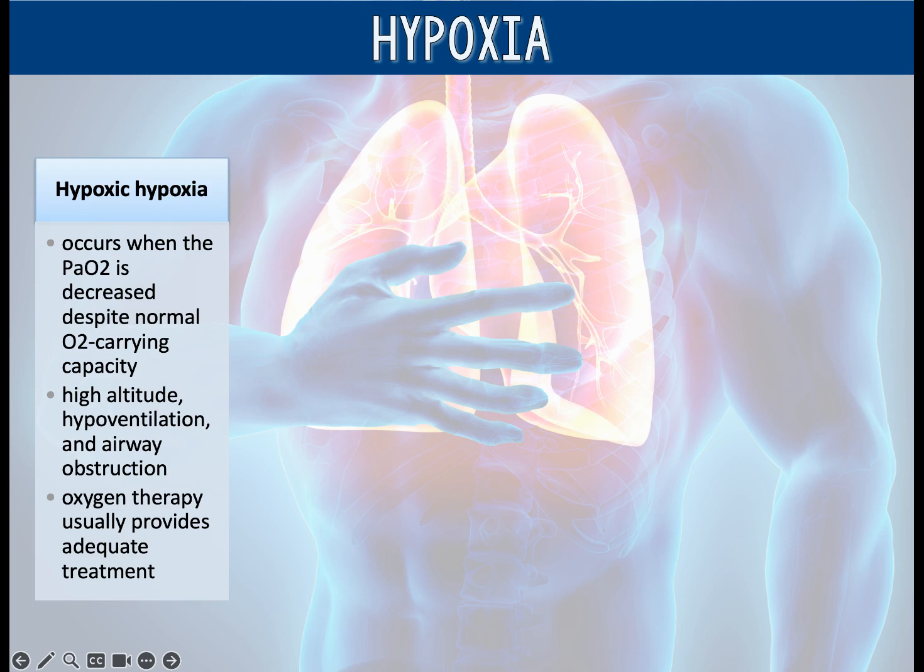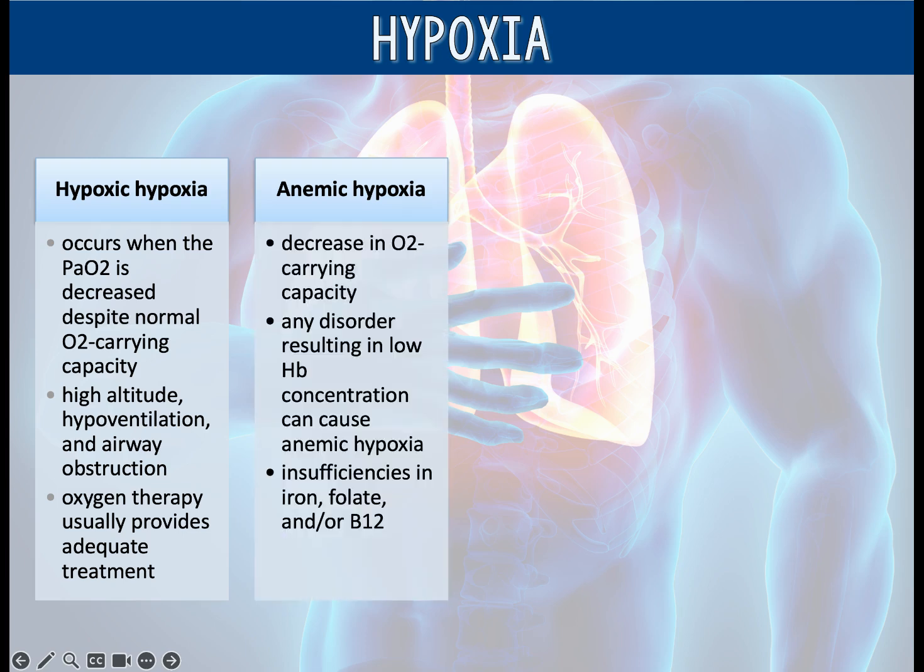Anemic hypoxia results from a decrease in oxygen carrying capacity. Any disorder that causes low hemoglobin concentration can cause anemic hypoxia. So somebody who has low iron, low folate, or low B12, because you need those things to make red blood cells. Those are just examples that can cause anemic hypoxia. How about circulatory hypoxia?